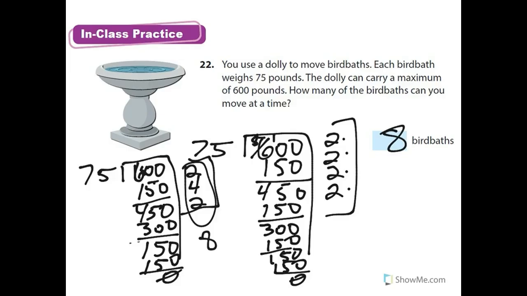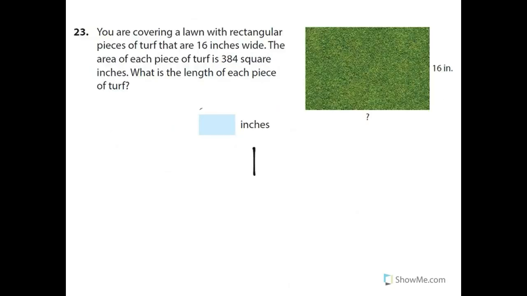All right, so on number 23, I want you to use our method that looks like the hangman. It's called the partial quotients, or the big 7. Because if you use the other method, there's going to be a lot of groupings in there. So go ahead, read and solve number 23, and then we'll go over it. You are covering a lawn with rectangular pieces of turf that are 16 inches wide. The area of each piece of turf is 384 square inches. What is the length of each piece of turf?